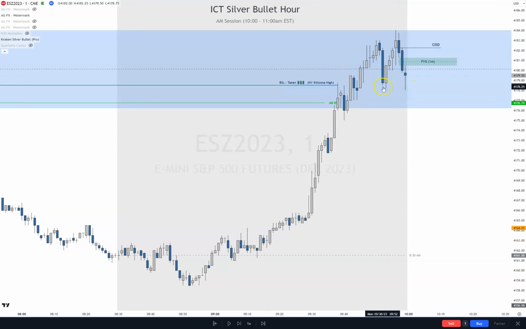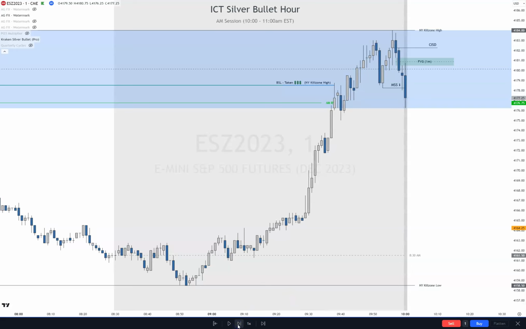But we'd want to see a break of market structure here, which we get, technically, right there. So you do get a market structure shift. If it comes back in here, I would look at that for a low risk sell. Now I'm not going to sell one here because it's way down here.